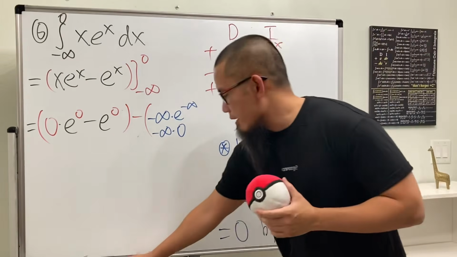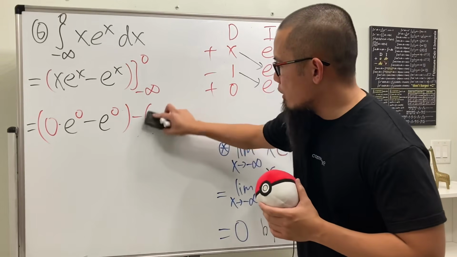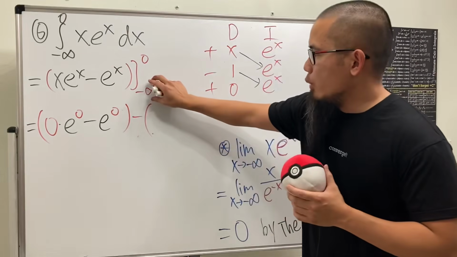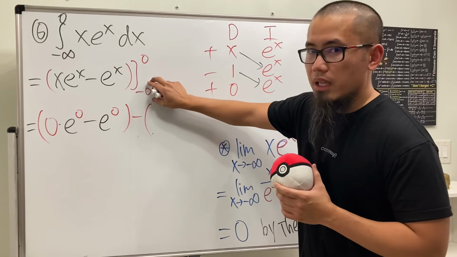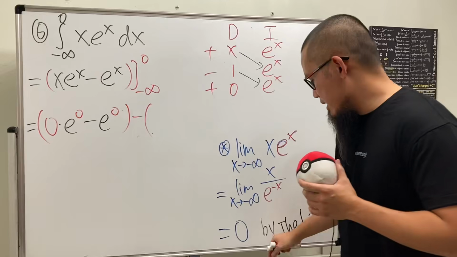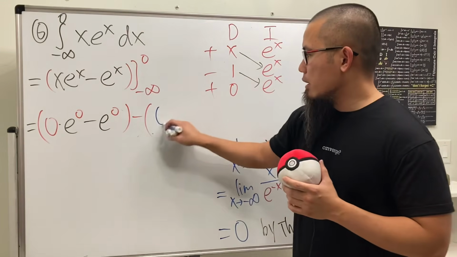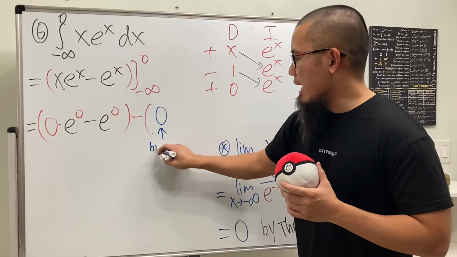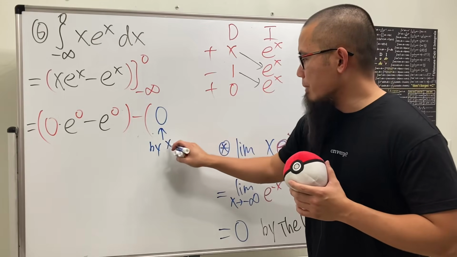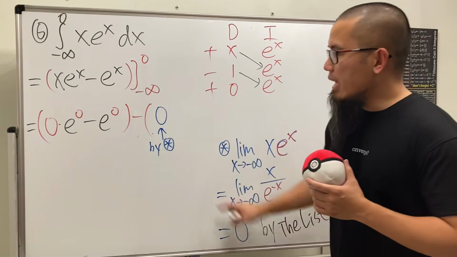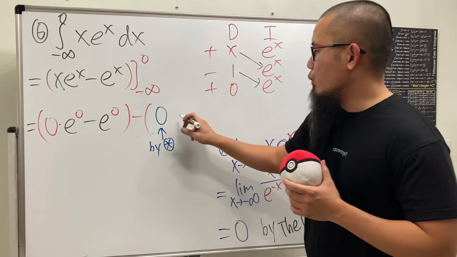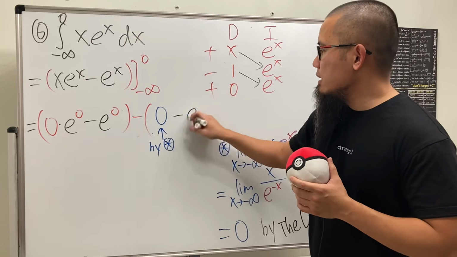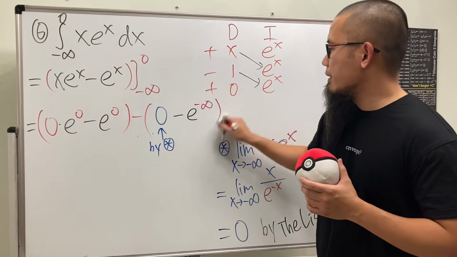So anyway, I'm just going to erase this right now. When you take the limit as x goes to negative infinity of this term, we get 0. And then I'll just indicate that by the computation here, so by star. And then we put negative infinity there. We will have minus e to the negative infinity right here.